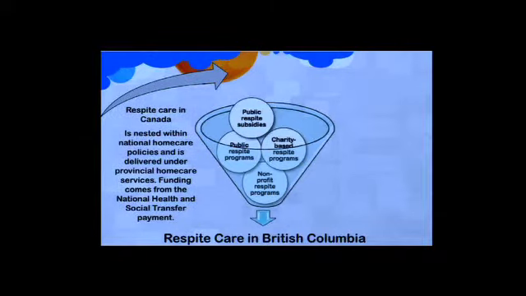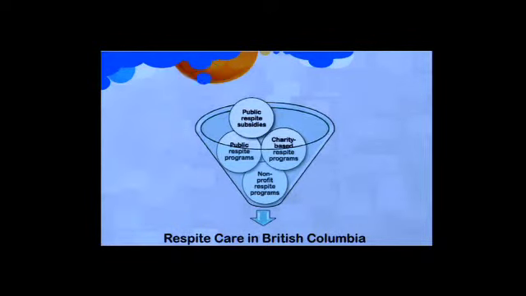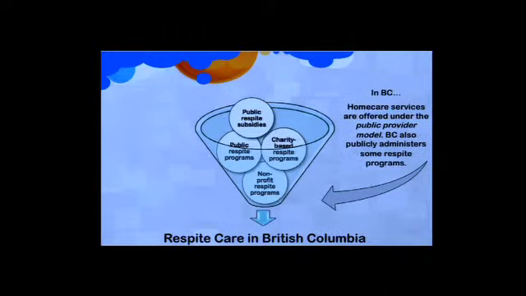Respite care in Canada is nested within national home care policies and is delivered through provincial home care services. Funding comes from the National Health and Social Transfer Payment. In BC, home care services are publicly administered under the public provider model. BC has some publicly administered respite programs, but in 2010, most were shut down with ministries reshuffling. In lieu, BC offers subsidies where parents receive a monthly amount to pay for respite care.